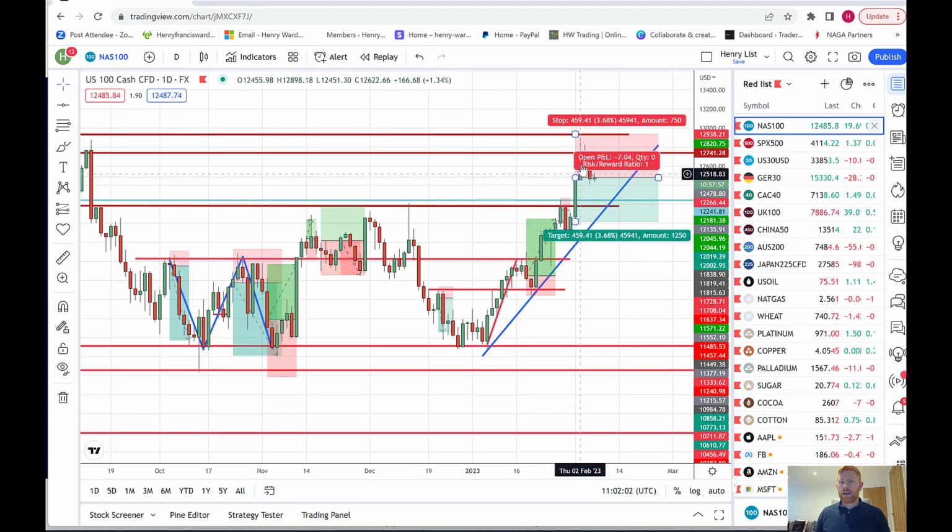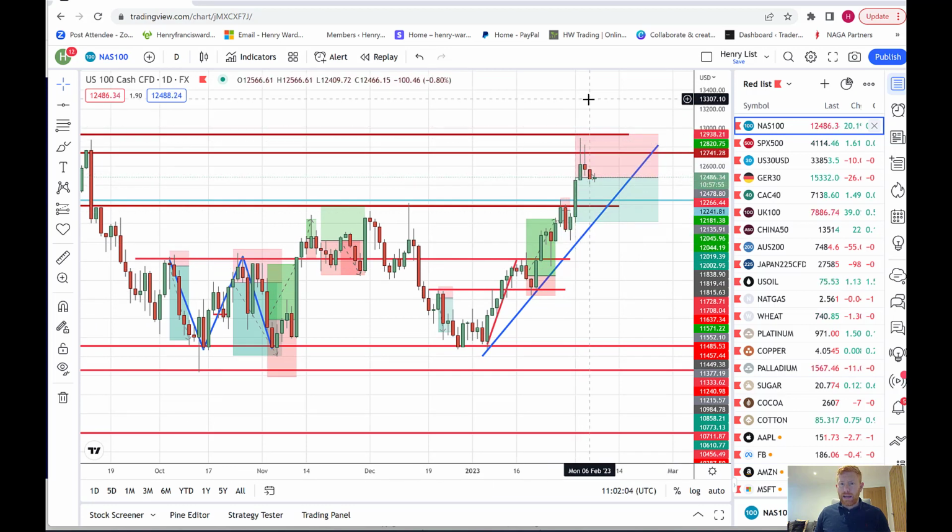Now, yes, we had a bullish bar. Then we had an inside bar. And then we had a really small selling day. Now, none of those are jumping out at me saying that sellers are in complete control of this market.